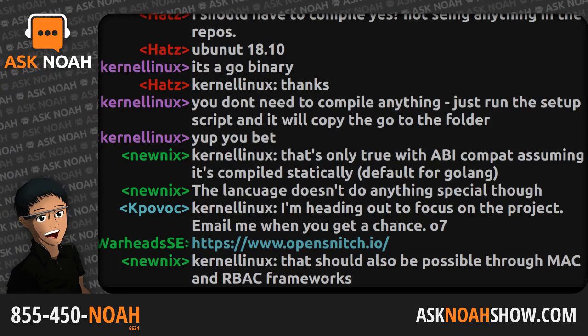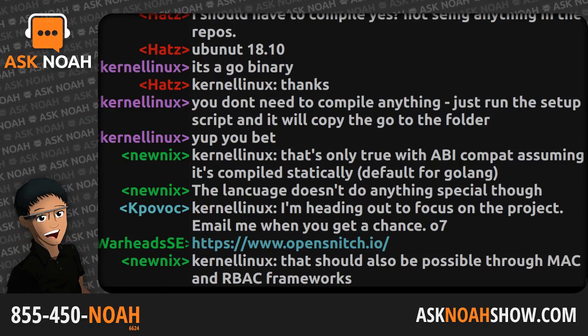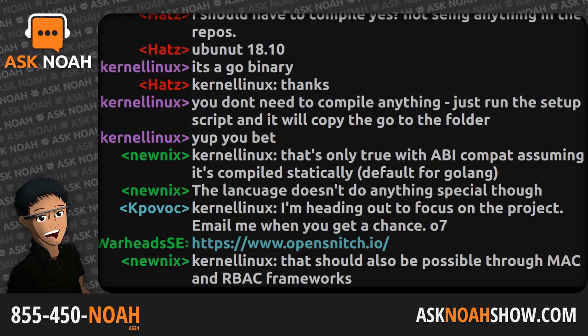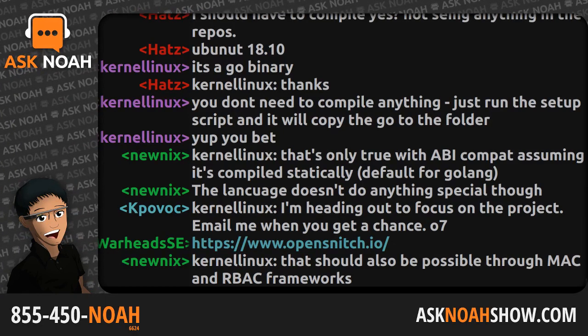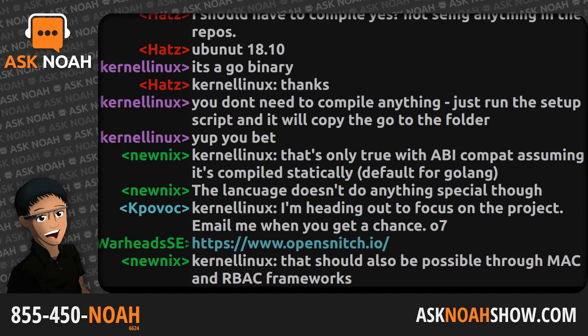Nunix in the chat room points out that it also should be possible through MAC and RBAC frameworks. I'm not sure. If you're talking about RBAC, are you referring maybe back to Gravitational Teleport? And they do support RBAC if that is the question.